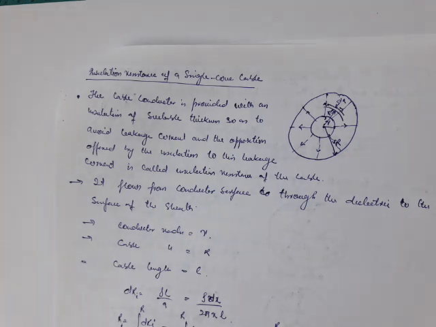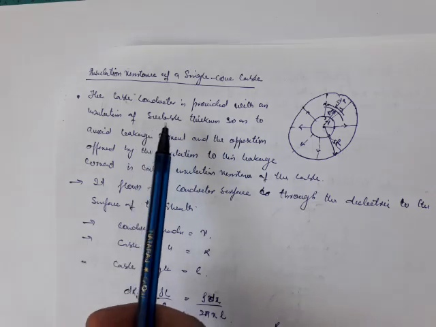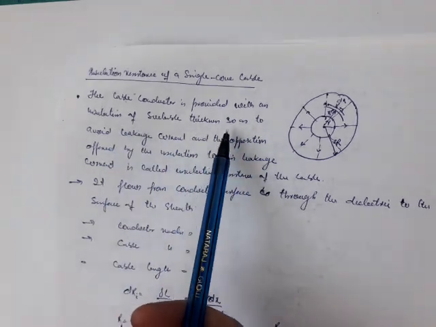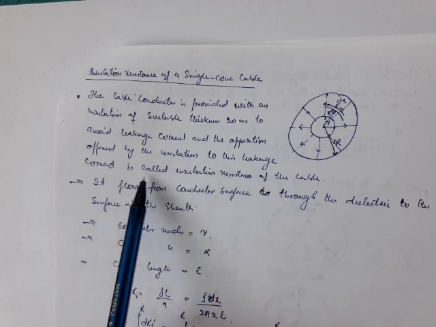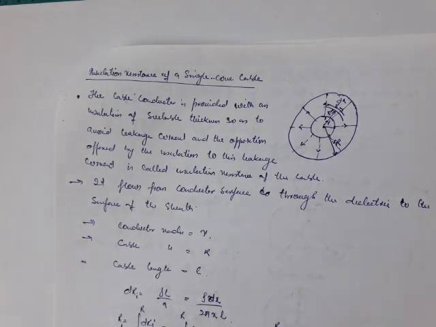So we'll first see what the insulation resistance is. The cable conductor is provided with an insulation of suitable thickness so as to avoid leakage current, and the opposition offered by the insulation to the leakage current is called the insulation resistance of the cable. As I have told you, this is a good property of the cable. The higher the value of the insulation resistance, the better the cable, because it provides a resistant path to the leakage current.